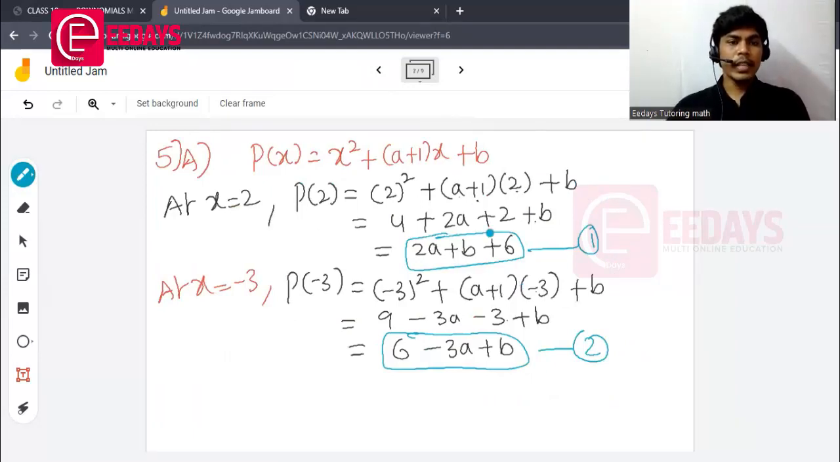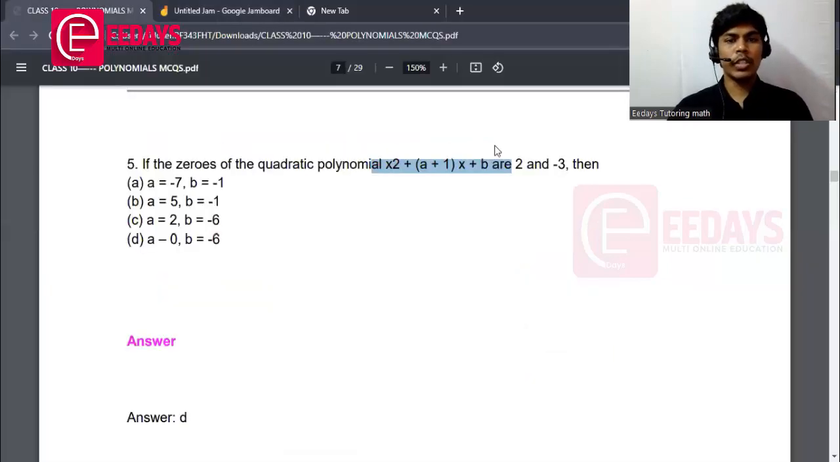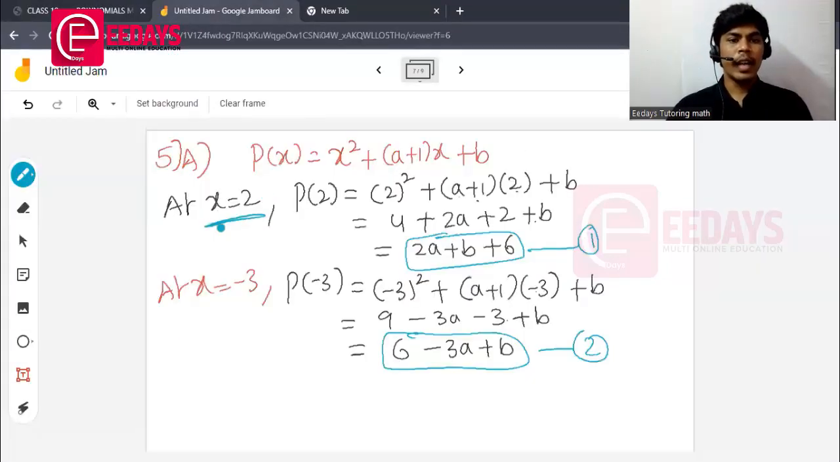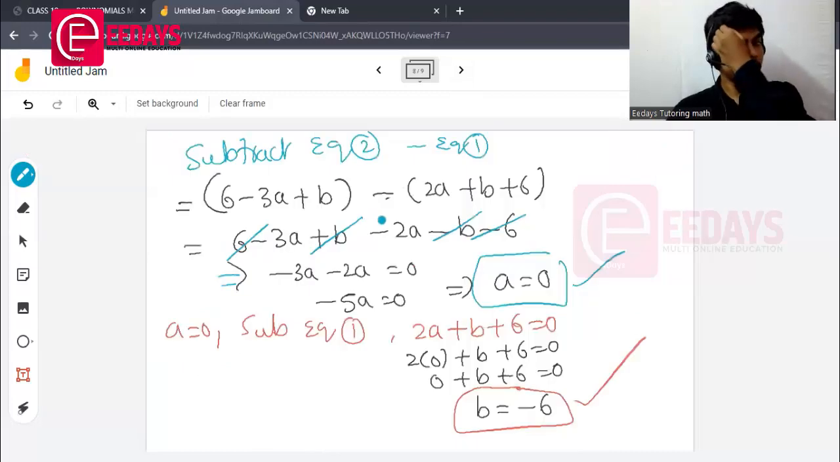In this method, what I did, I just substituted the two zeros, 2 and minus 3. At x is equal to 2, I substituted 2, we are getting equation 1, and x is equal to minus 3, I substituted x is equal to minus 3 over there. I get the second equation. After getting equations 1 and 2, I do the subtraction, equation 2 minus 1. I get a is equal to 0. After getting a is equal to 0, substitute in any equation, we are getting b is equal to minus 6. So it is a lengthy process, I know.